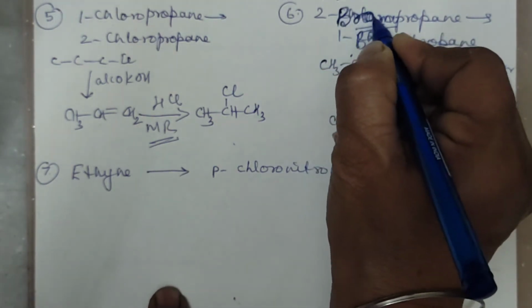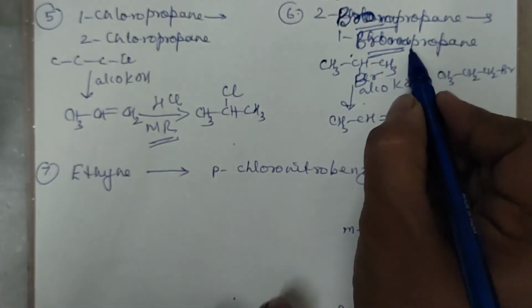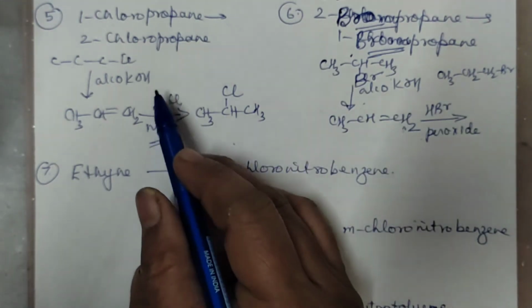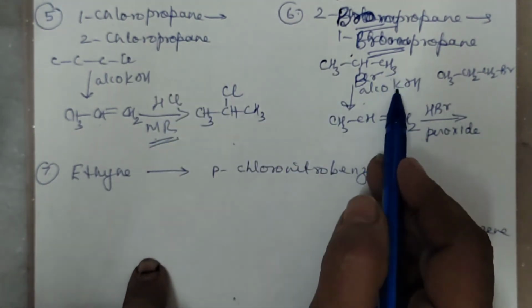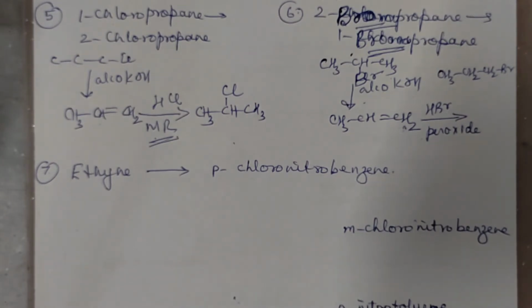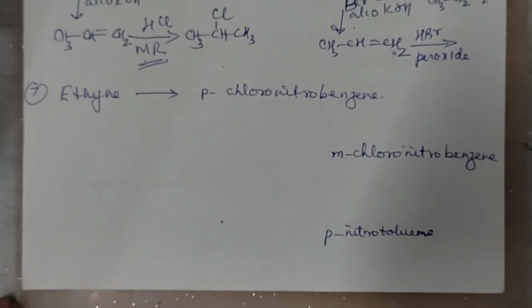It is bromo. 2-bromopropane to 1-bromopropane. If it is 1-bromo to 2-bromo, then it will be the same method like chlorine. But this is possible only for Br because anti-Markovnikov rule is not applicable for HCl or HI. Those reasons we have already discussed earlier. Okay. Now moving on to some more conversions.